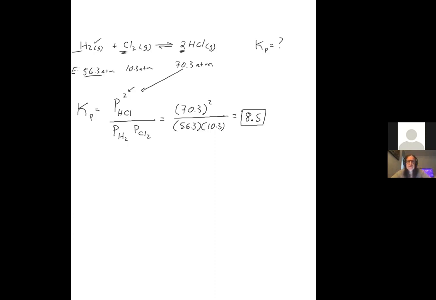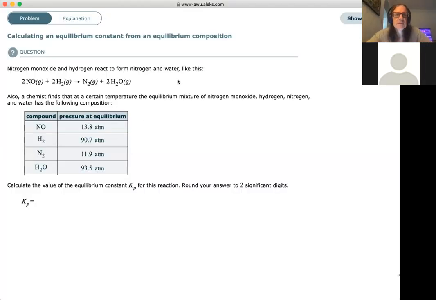Okay. Let's bring up another one. Let's see if it's any different. Okay, here's one. Calculating an equilibrium constant from an equilibrium composition again. Nitrogen monoxide and hydrogen react to form nitrogen and water like this: 2NO plus 2H2 forms N2 and 2H2O.